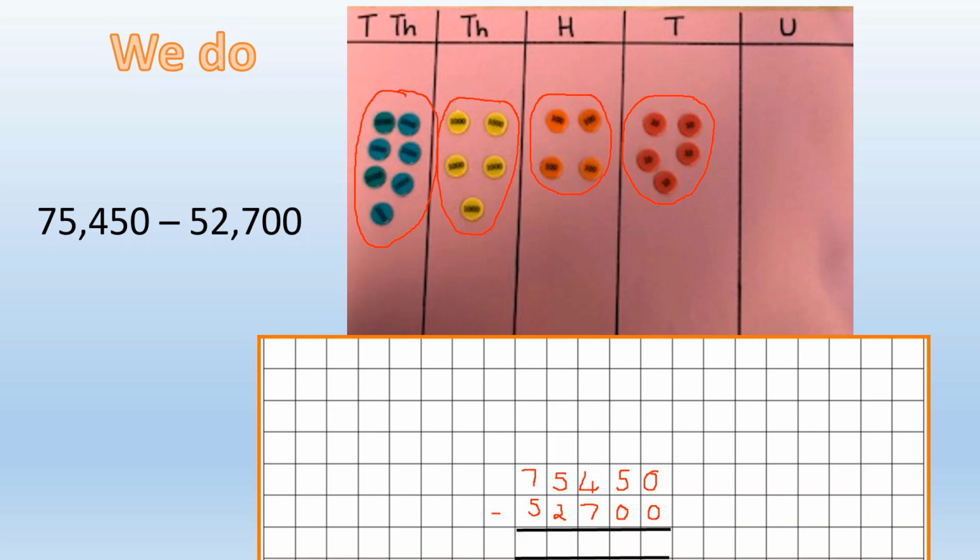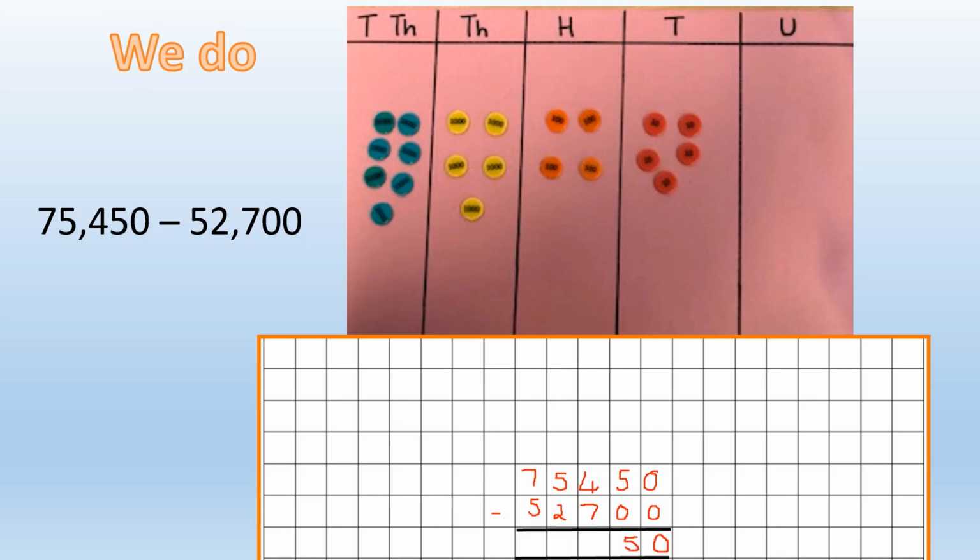Okay, so we're just going to remove these circles here so we can see more clearly. Let's start with the units, and we have no units in the units column. 0 take away 0 remains 0. Let's look at the tens column. 5 tens take away nothing. Remember, the number remains the same, 5.